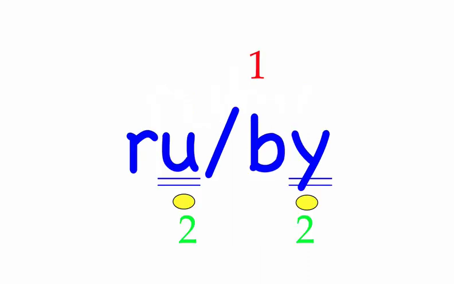U is double underlined because U is representing its second long sound. And Y is double underlined because it is representing its second long sound. The two sounds U represents are U and U. And the two sounds that Y represents as a long sound are I and E. So when U represents its second long sound, U, we double underline it. And when Y represents its second long sound, E, we double underline it as well.